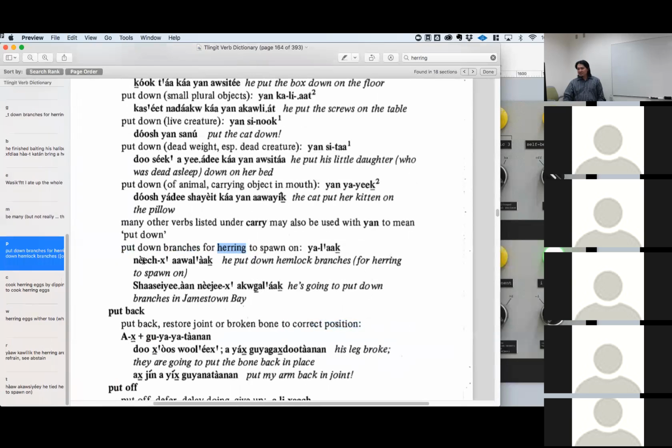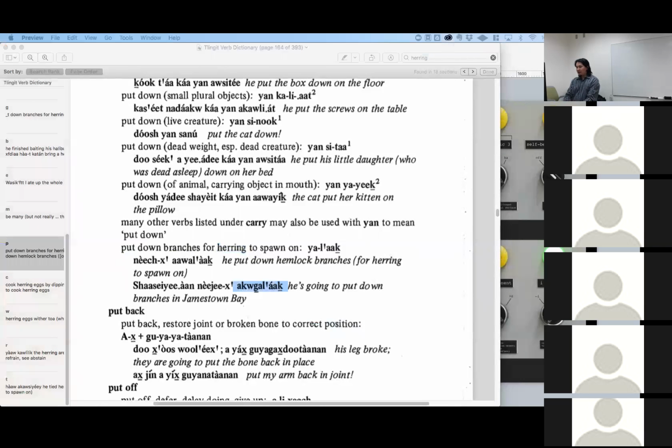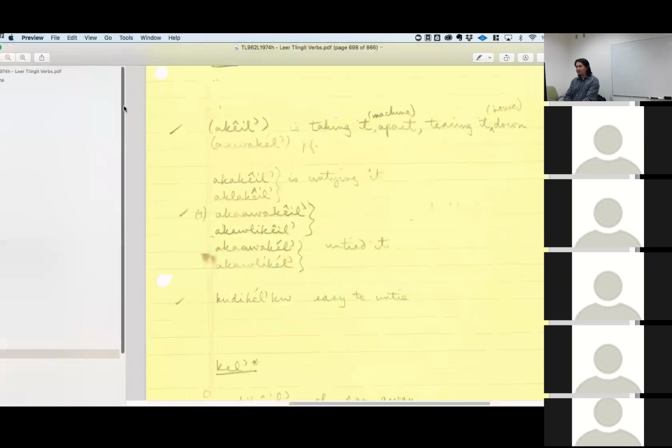So we see nich awachak. He or she put down hemlock branches for herring to spawn on. Shaseyi an nijik akwachak. And so this tells you there's probably an object and a subject. It would make sense. And one thing we can do is take a look at Jeff Lear's notes and see if he has anything on it.